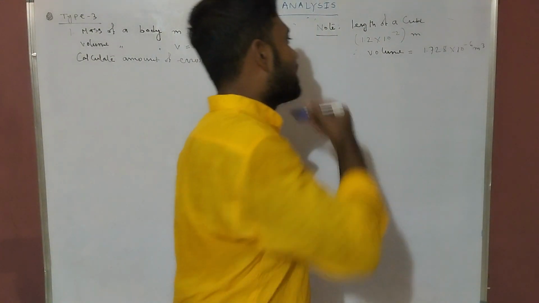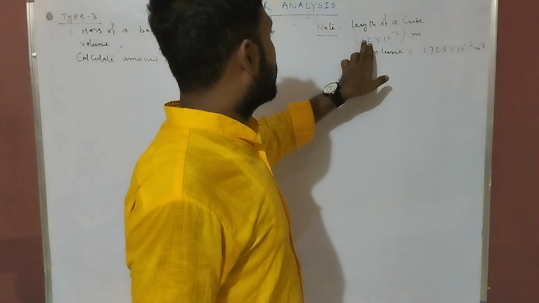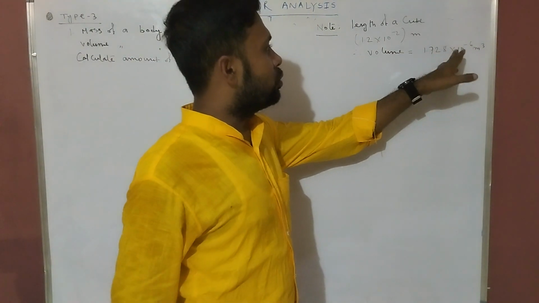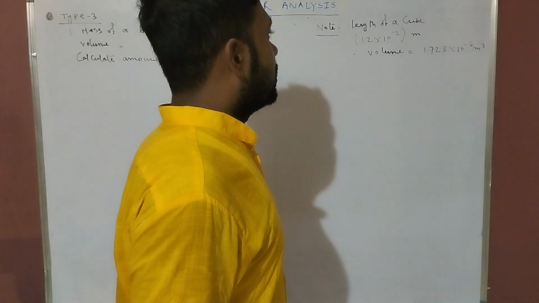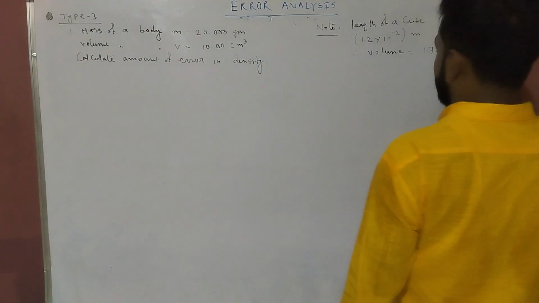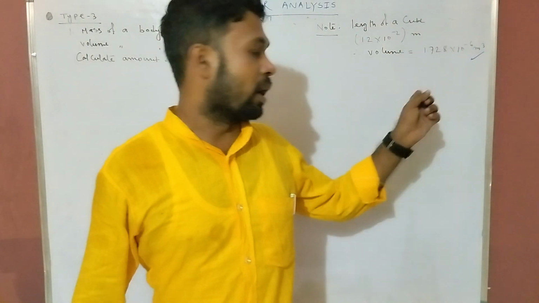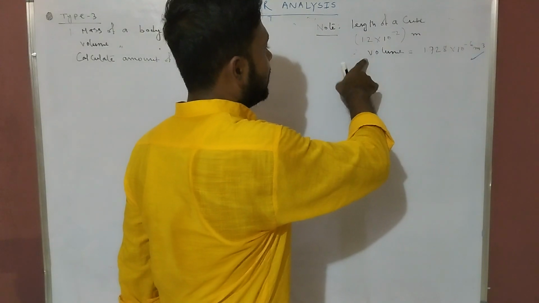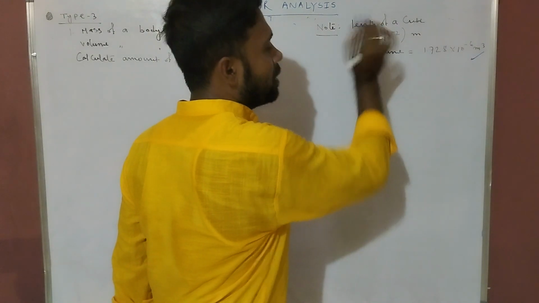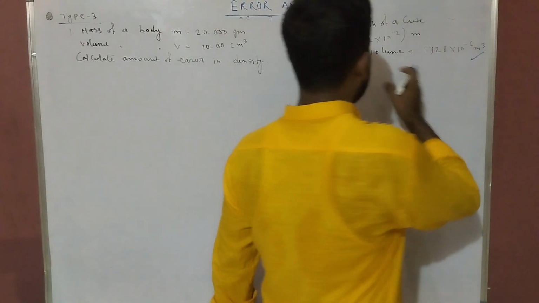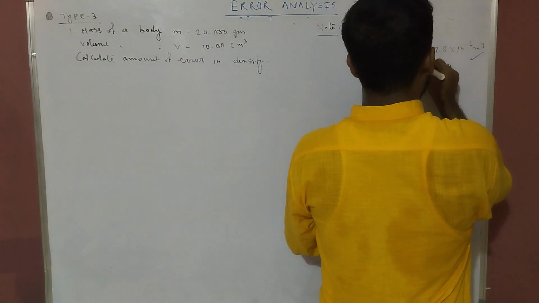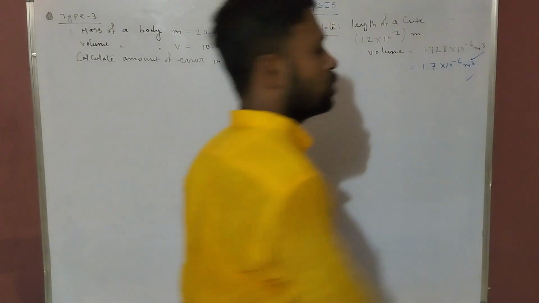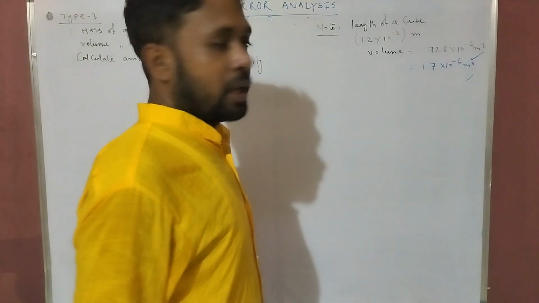Note the point: if the length of a cube is equal to 1.2 into 10 to the power minus 2 meter, the volume will be 1.728 into 10 to the power minus 6 meter cube. This is right, but in reality this is wrong. Why? Because the scale permits only one digit after the point. So from this point of view, this will be 1.7 into 10 to the power minus 6 meter cube. Understood or not? Any doubt?